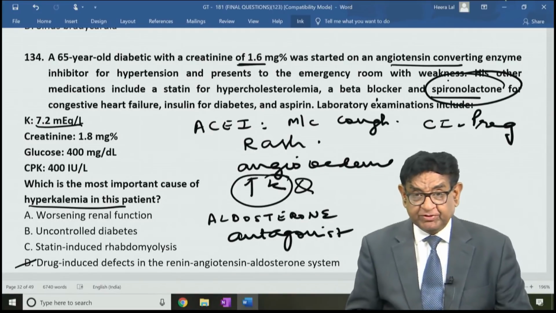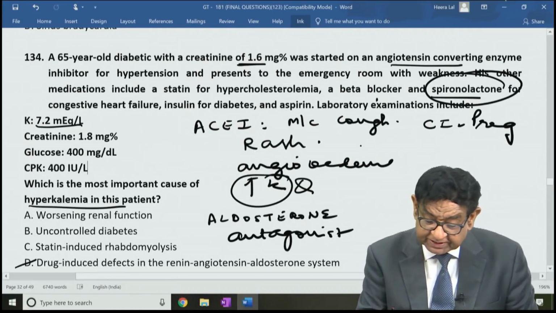Well, I am sure by now you have written the answer. The answer of that question is Renal.